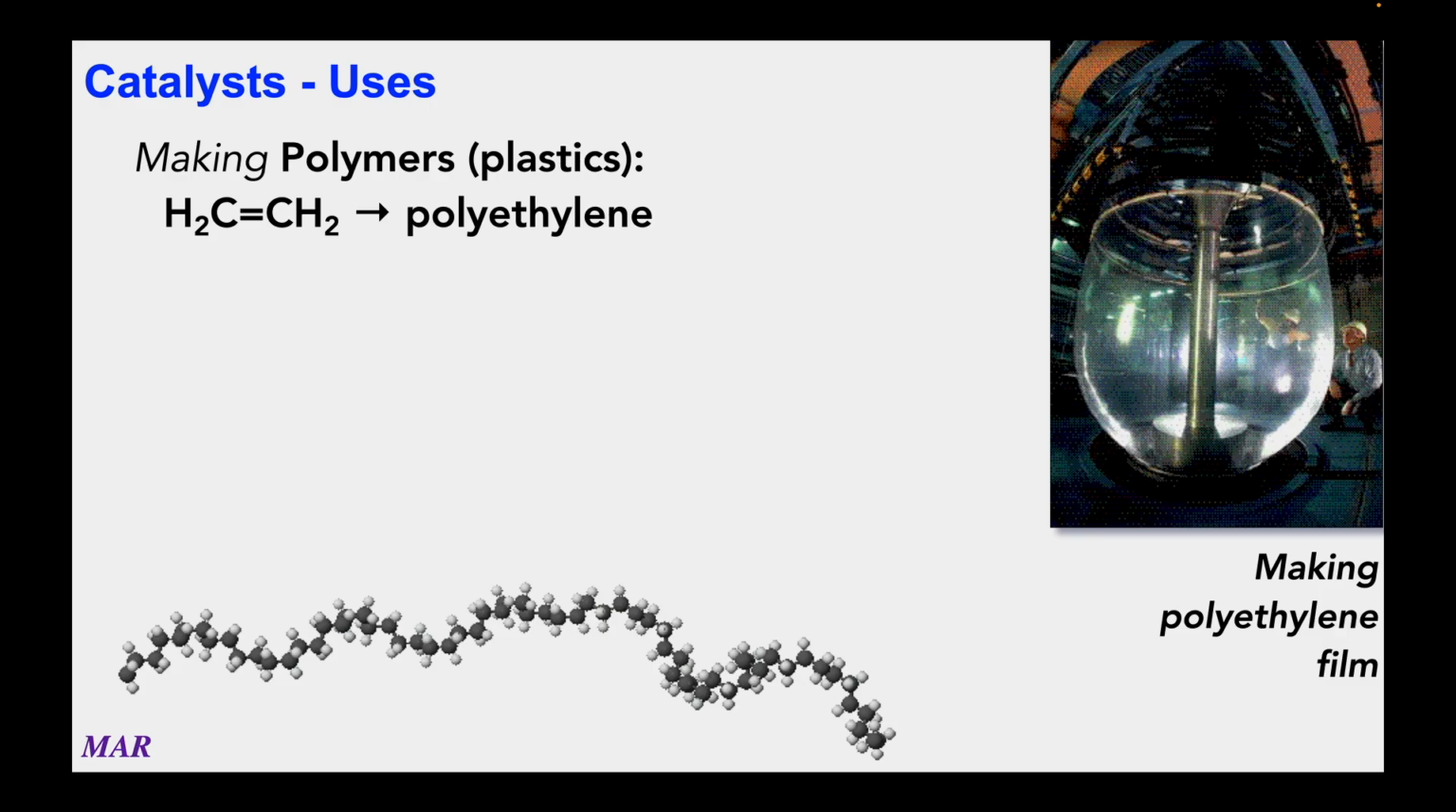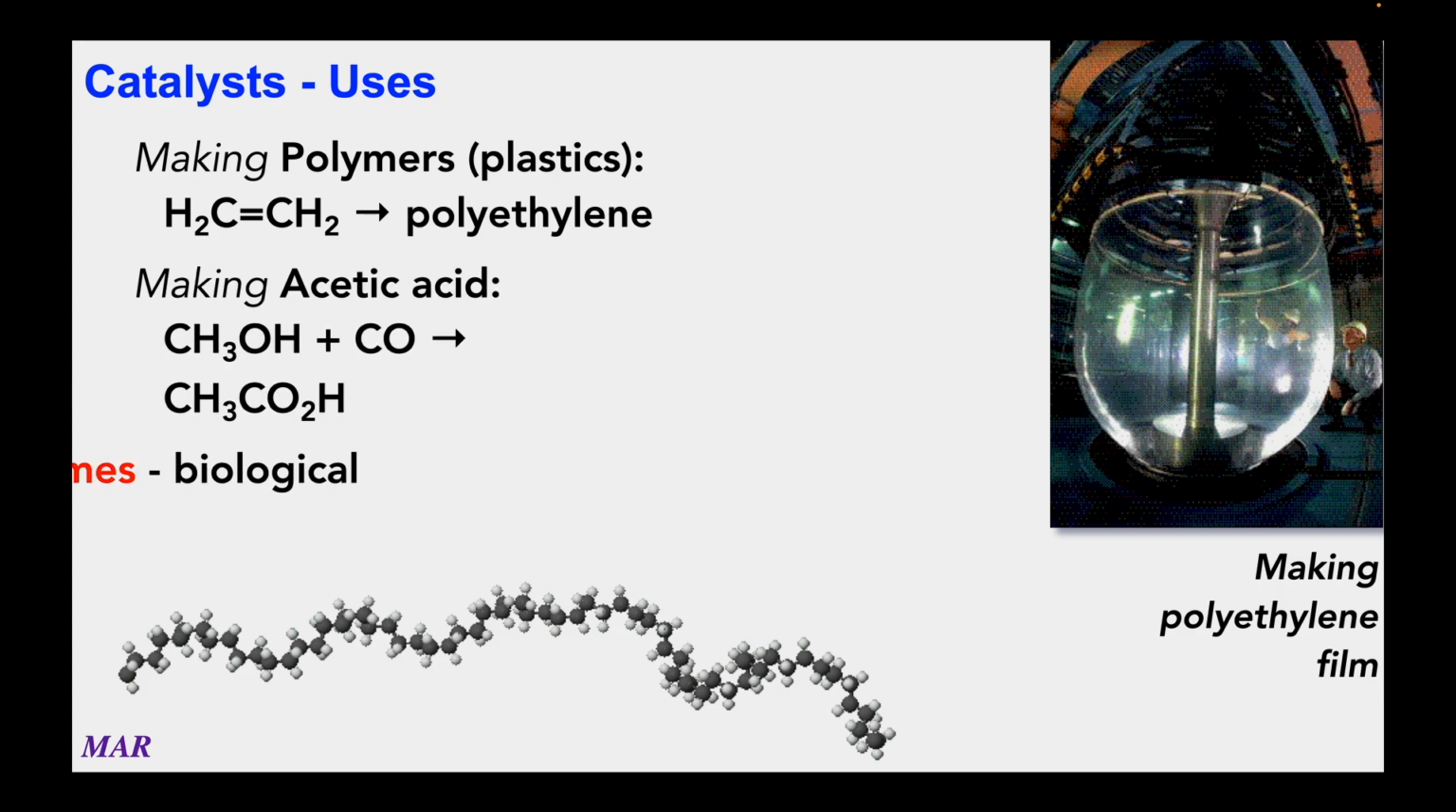You can take ethene, CH2, which has a double bond, and turn it into polyethylene, which is used for lots and lots of different kinds of substances. Making acetic acid, vinegar, from methanol, CH3OH, is actually a good use of a catalyst. And again, like I said, all of our bodies use catalysts all the time. Enzymes are biological catalysts, and without them, we wouldn't be able to do a lot of things that we take for granted as human beings.